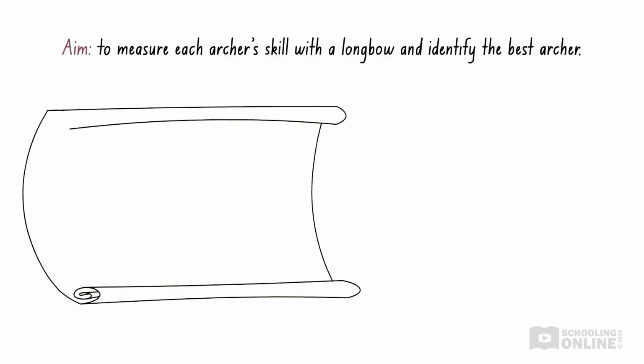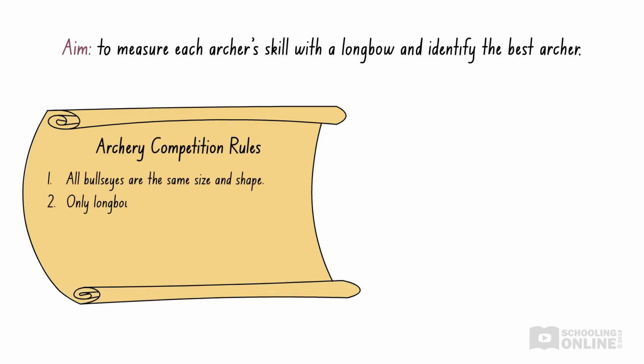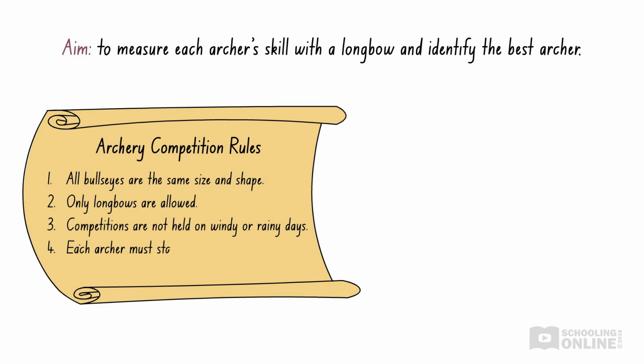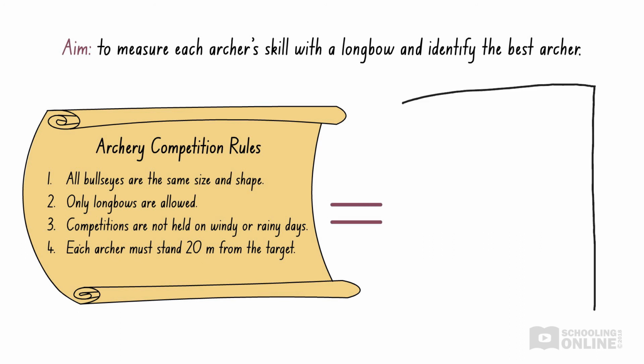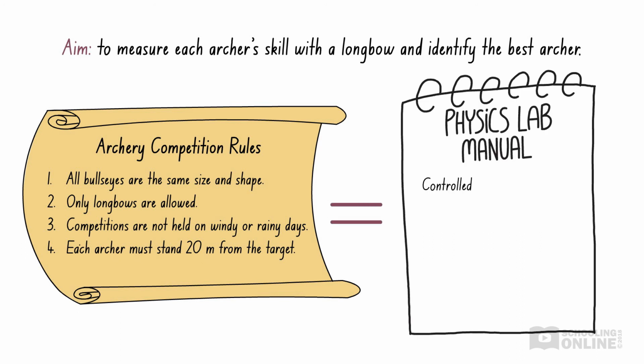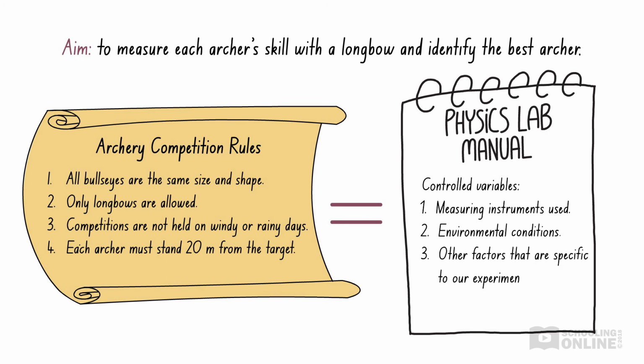Wait a minute, these rules sound like a list of controlled variables. All of these rules must be followed so that we can reach meaningful conclusions about each archer's shooting skill. Similarly, physics experiments must have controlled variables so that we can draw meaningful conclusions about how our independent variable affects our dependent variable.